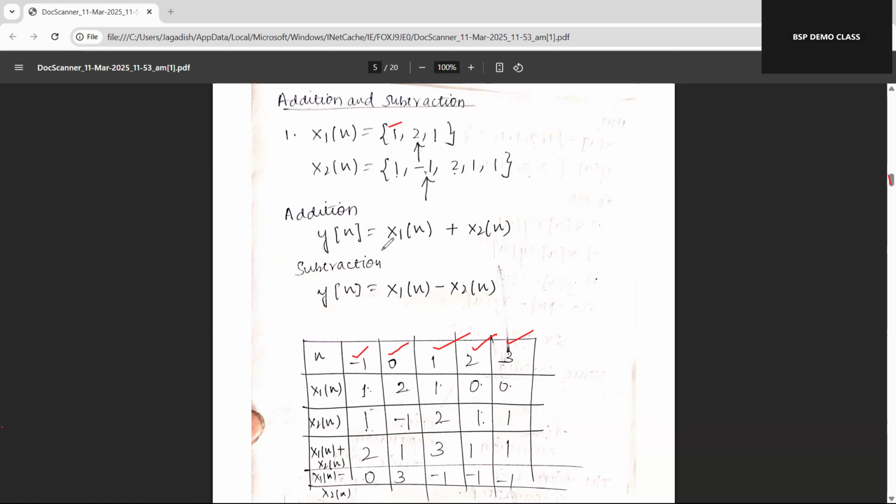X1 of n: at minus 1 it will be 1, at 0 it will be 2, at 1 it is 1, and at 2 and 3 there is 0. If anything is not there, you write it as 0. X2 of n: at minus 1 the value is 1, at 0 it is minus 1, at 1 it is 2, at 2 it is 1, at 3 it is 1.